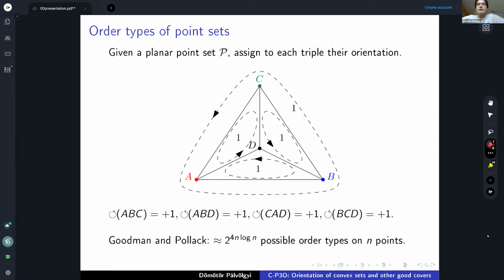And it's a classical result of Goodman and Pollack, who introduced this, that there are 2 to the 4n log n possible order types on n points. So notice that this is significantly less than 2 to the n choose 3. n choose 3 would be an assignment for every triple, +1 or -1, but most of these are not realizable as order types. So there are approximately as many order types on n points as n factorial to some power.